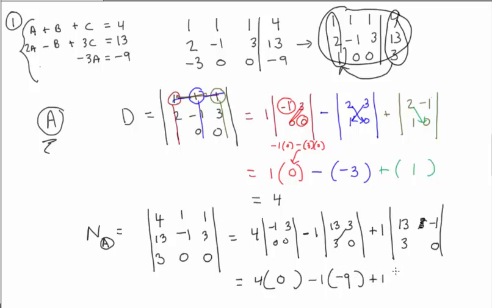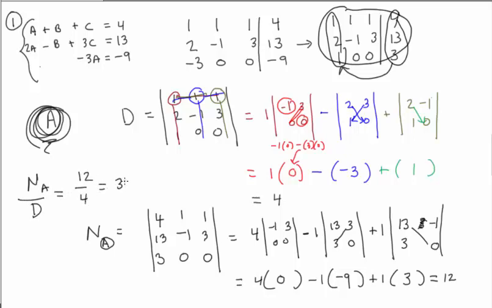Plus 1 times 0 minus a negative 3, which becomes positive 3. Add those together and you get a 12. Alright, so I'm going to sneak this in somewhere. So for the value of A, it's going to be the numerator for A over the denominator, which is going to be 12 over 4, which equals 3. And that would successfully solve for A.